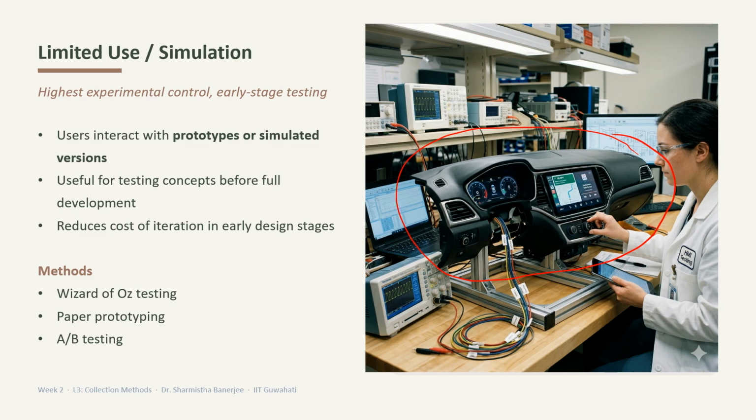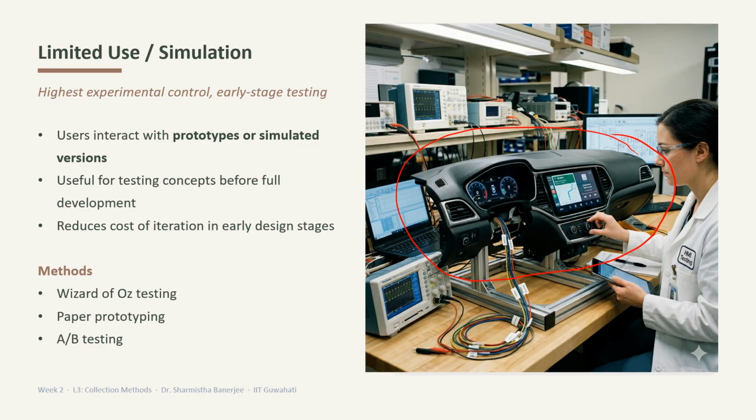I can also have head mounted gear so that I can also simulate the road. The user knows that they are safe. It is not an actual road, but still there is this feeling of the road and then this dashboard. You can also do this kind of experiment in case you have just the prototype ready. So I have a prototype with only certain features in it and I am still testing it. It is useful for testing concepts before full development, and it reduces the cost of iteration right from very early design stages.